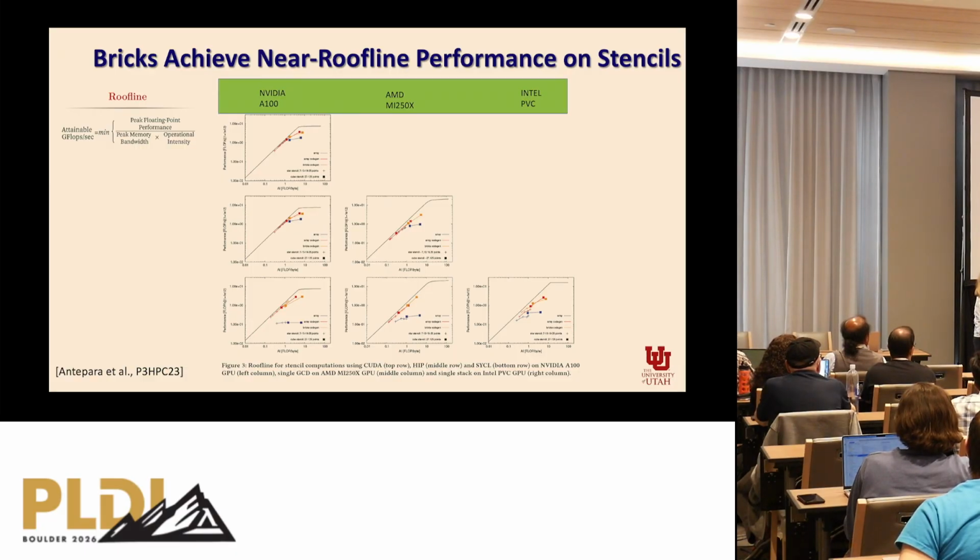And so in all cases, you can see that the yellow boxes is the farthest to the right, which means it's getting the most arithmetic intensity. And we're very close to roofline for a stencil computation.